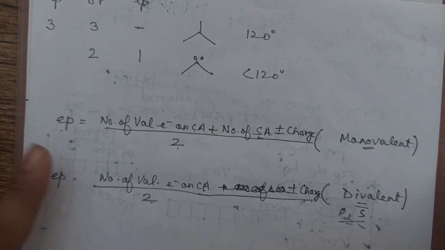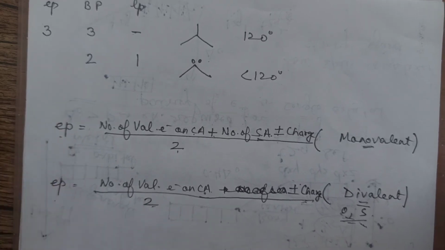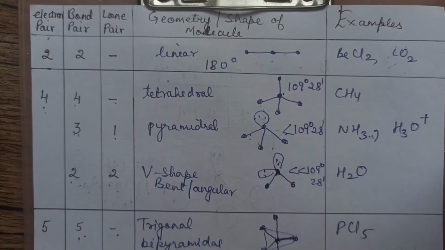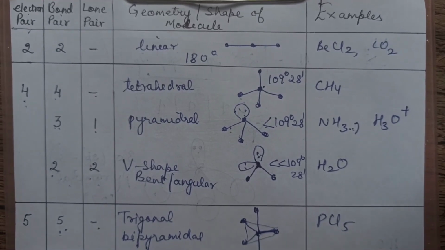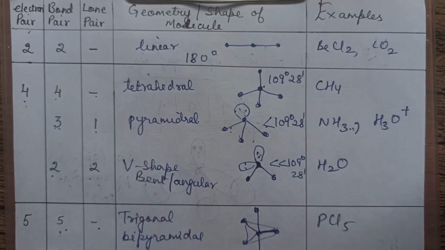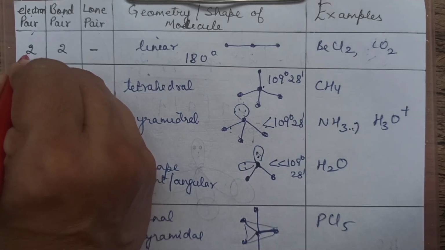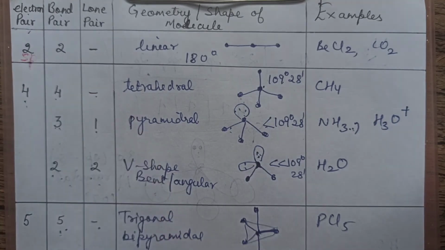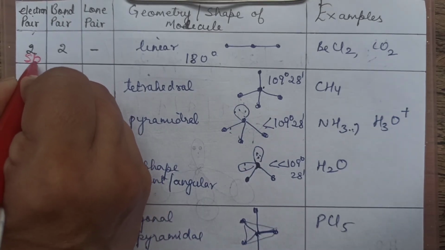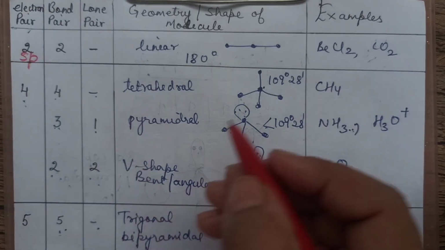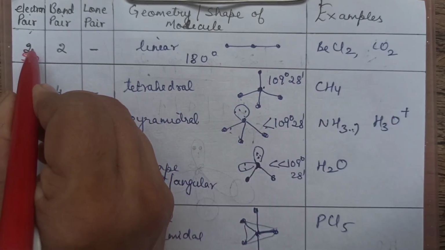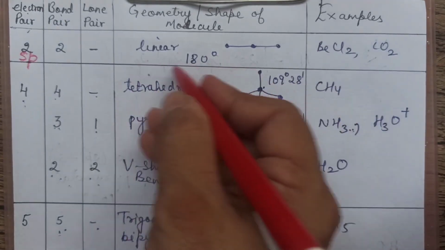Now with this, children, we can also calculate hybridization. When we calculate the electron pair, we can also talk about hybridization. Let us see how. We will apply it to different species. Suppose with that formula you get electron pair 2. Then the hybridization is sp. If there are 2 electron pairs, hybridization is sp. Remaining things are the same: 2 bond pairs, no lone pair, then this will be the shape.